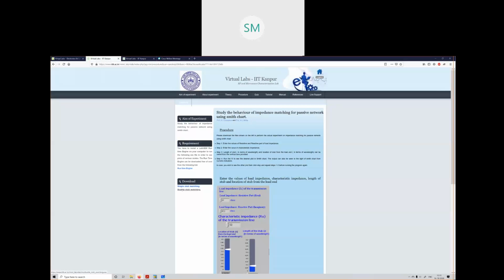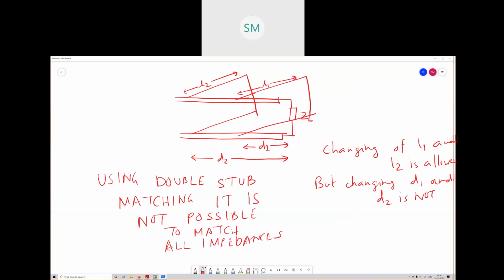So do we have to match one stub, sir? Ritika, we are not matching the stub. We are matching the impedance. We are not matching these stubs. We are matching this ZL. Okay, that is our goal. But no, actually, you see, we can change the lengths of both stubs. That is allowed. What we cannot change is the position of the stubs on the transmission line. Okay.